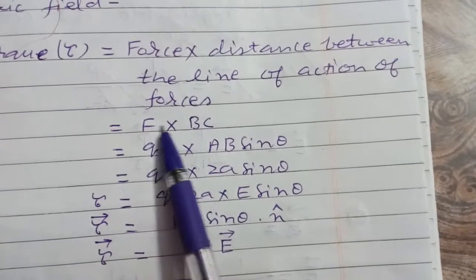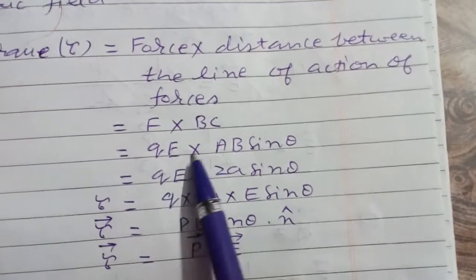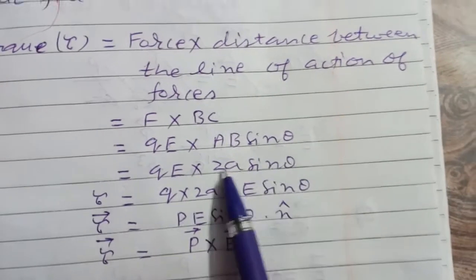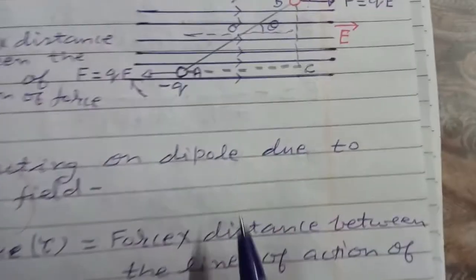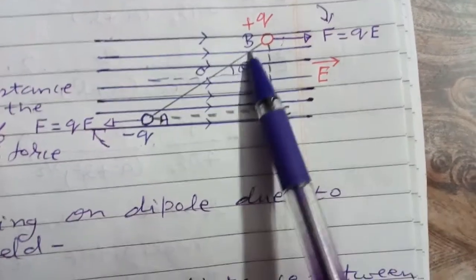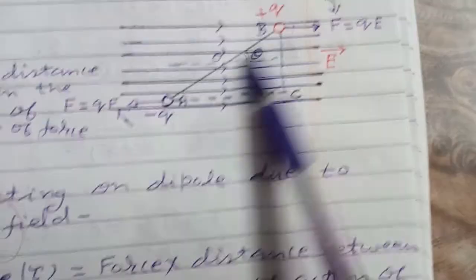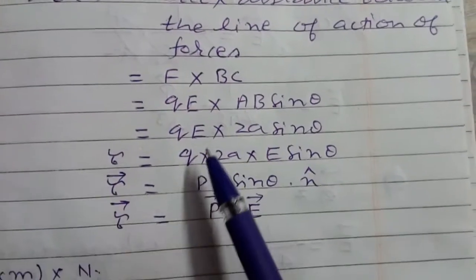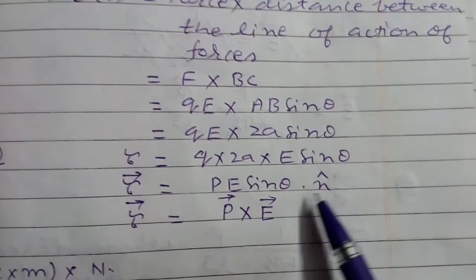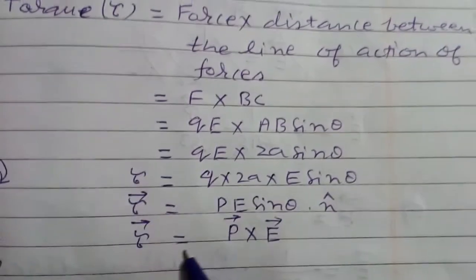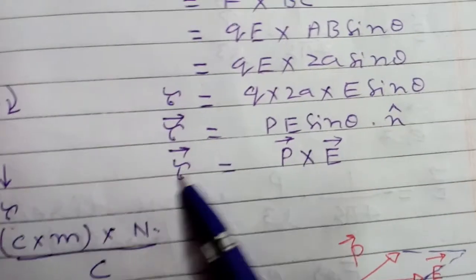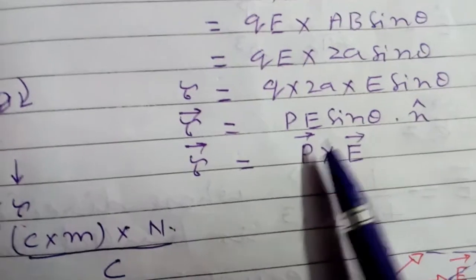So torque is equal to F into BC. F is QE into AB sin theta, or QE into 2a sin theta, as AB is equal to 2a, the distance between the charges. So this is equal to Q into 2a into E sin theta. So tau is equal to P E sin theta into unit vector n cap. So torque tau is equal to P cross E. Torque is a vector quantity because it is the vector product of P and E.